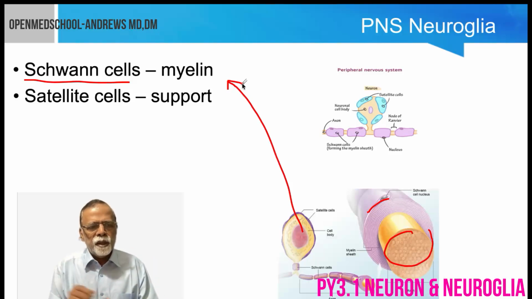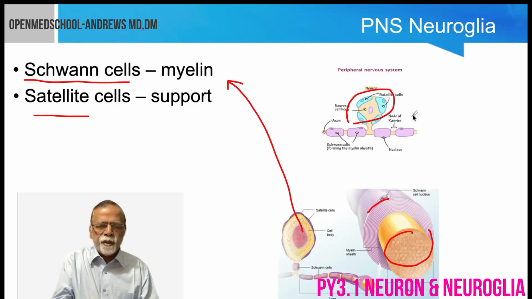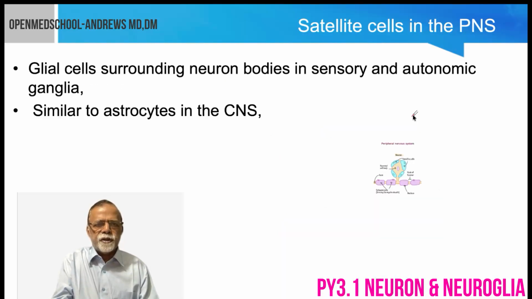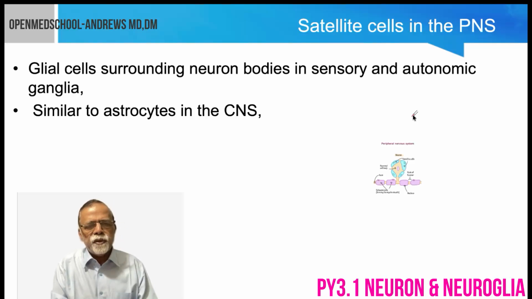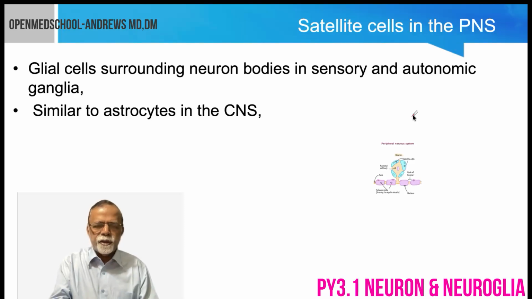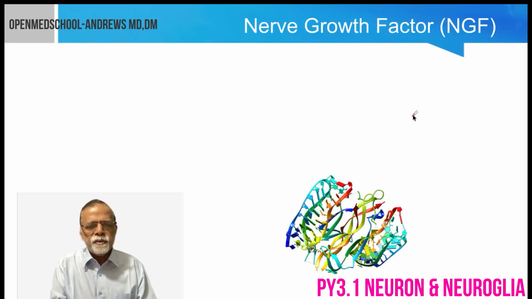The satellite cells are the other type of cells which are similar to the astrocytes. Function is the same. It is mainly seen in the ganglia and has got a protective function. So these cells are surrounding neuron bodies in sensory and autonomic ganglia mainly. Function is similar to astrocytes in the central nervous system.